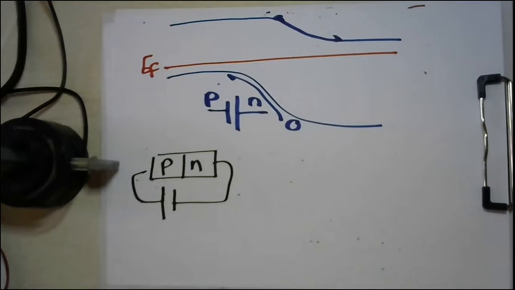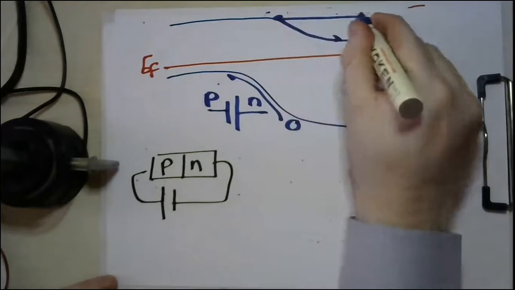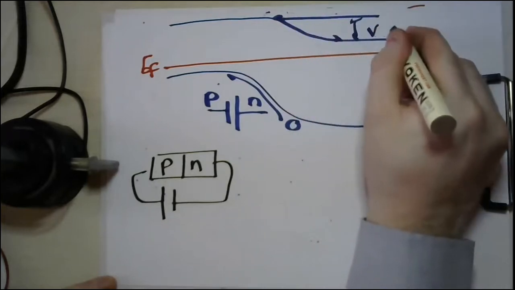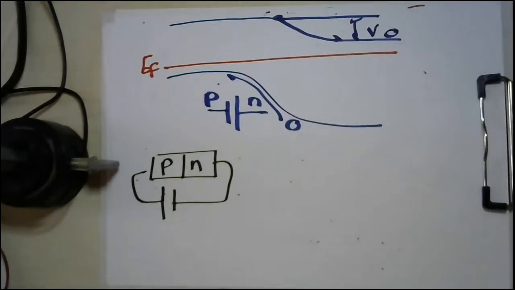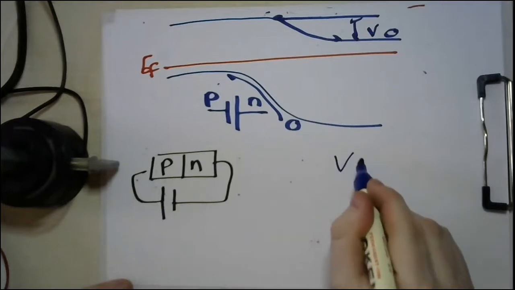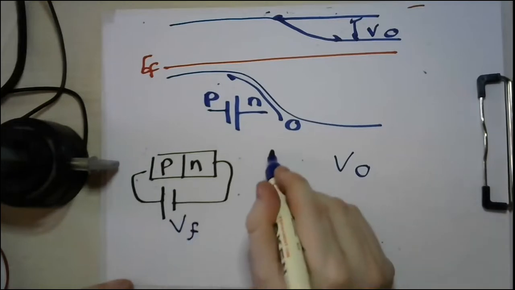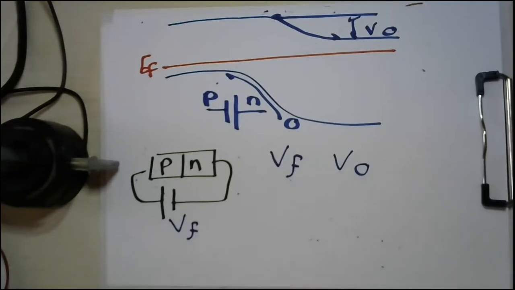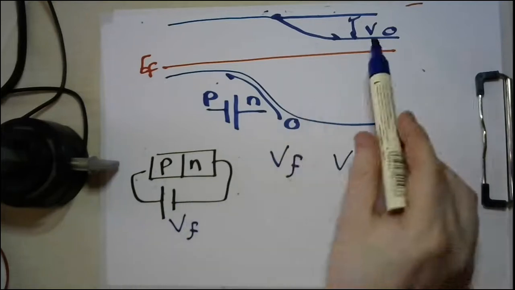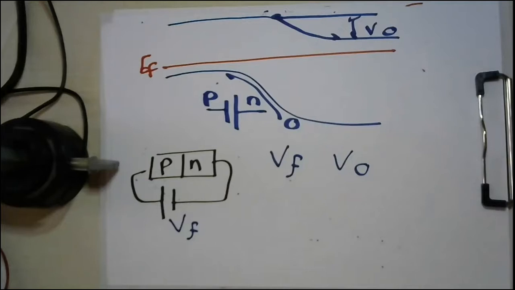Now the polarity is reversed. Here, you should ask me a question. If you remember, we call this height V node, or the built-in potential. So what is the relation between V node and the voltage you add, what we are calling VF? What is the relation between these two? Now these two voltages are subtracted from each other because they have different polarities.